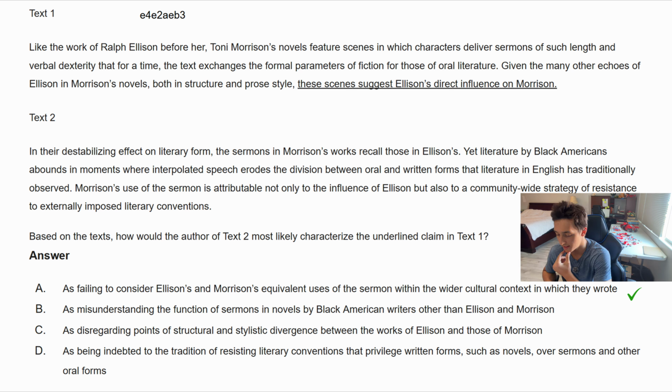But structural and stylistic divergence is where this question is wrong, as being indebted to the tradition of resisting literary conventions that privilege written forms such as novels over sermons and other oral forms. This is honestly kind of wordy. If I try to break it down, it's basically saying that the claim that text 1 is making comes from the same tradition of the written forms and things of the such. So that's honestly kind of going off the tracks a little bit. So A is the best answer in this question.